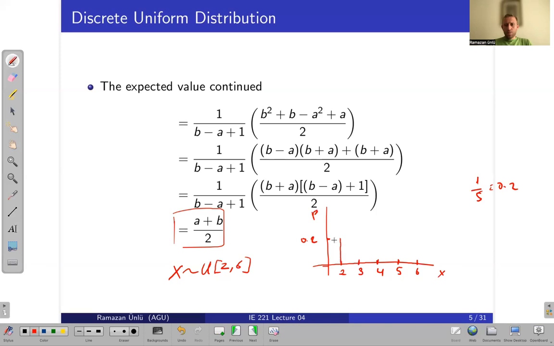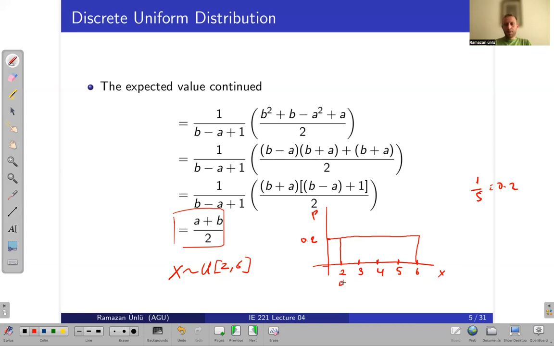Each value will take this probability, and the total probability is 1, right? What is the expected value based on this formulation? What is my A?